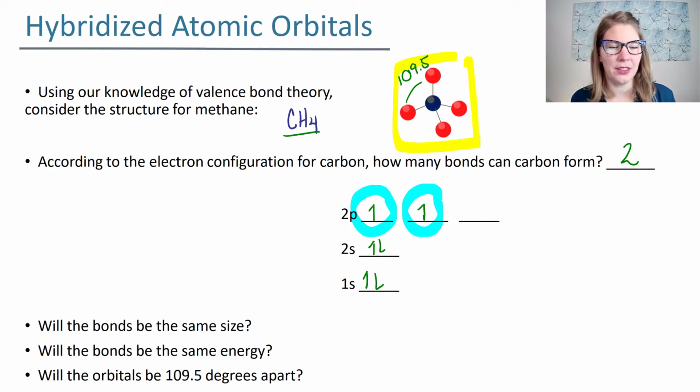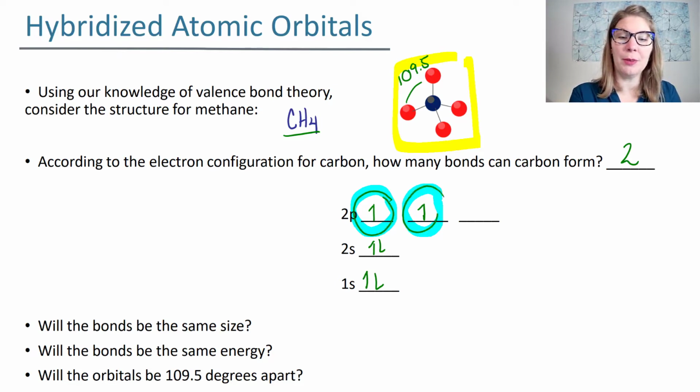These bonds that we're considering, will they be the same size as one another? Yeah, because a 2p orbital and a 2p orbital will both form the same size bond with respect to one another. Will they have the same energy? Again, yes, but will they be 109.5 degrees apart? No. And do I have the right number of bonds? No. So there are some problems here where the theory doesn't match what we see in real life.